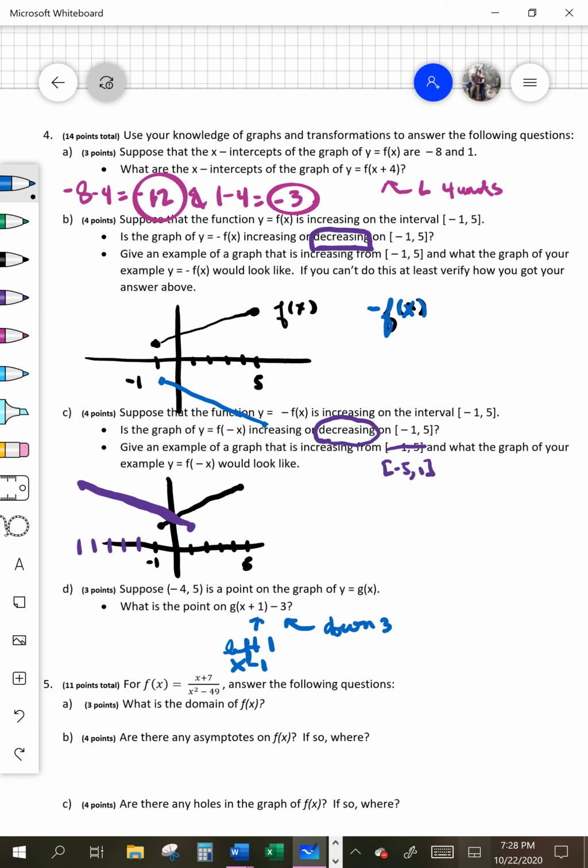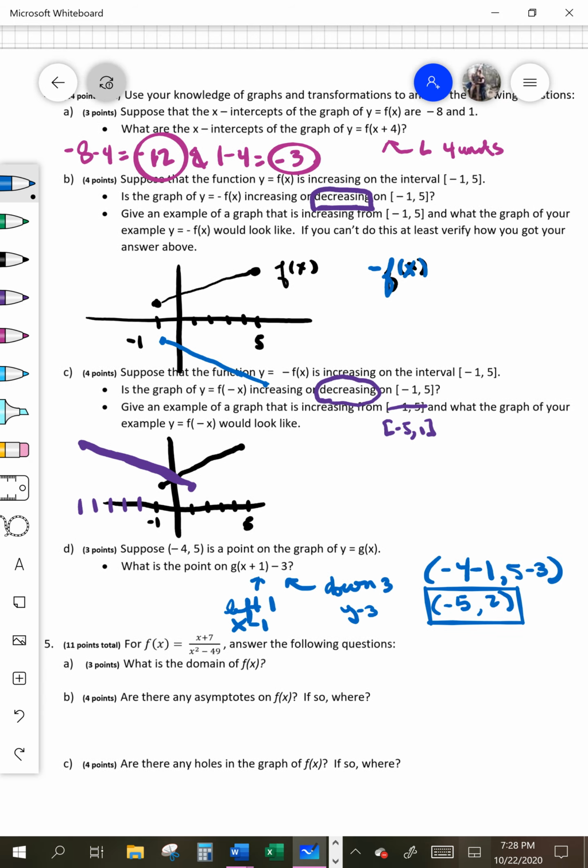Going down or up is affecting our y value. And so we're going to do y -3. So we have -4, which is our x value, -1. And then our y value is 5, and 5 -3. So our new point is going to be -5, 2.